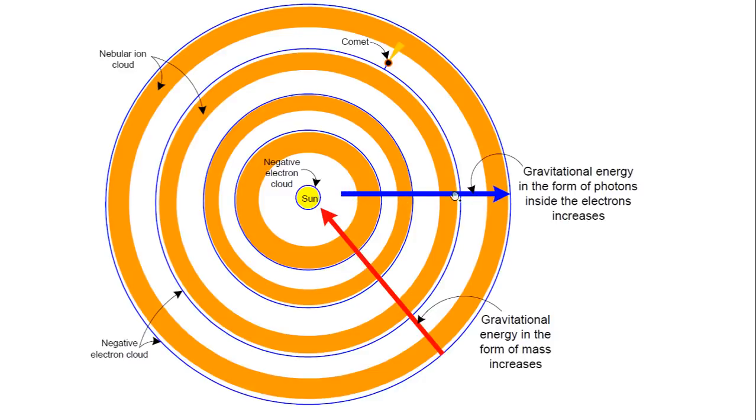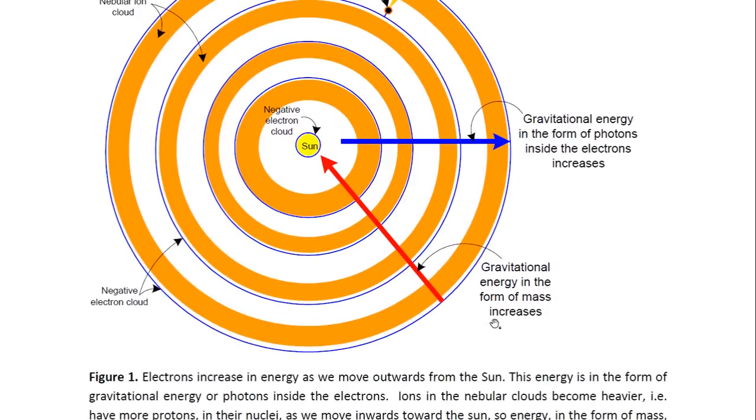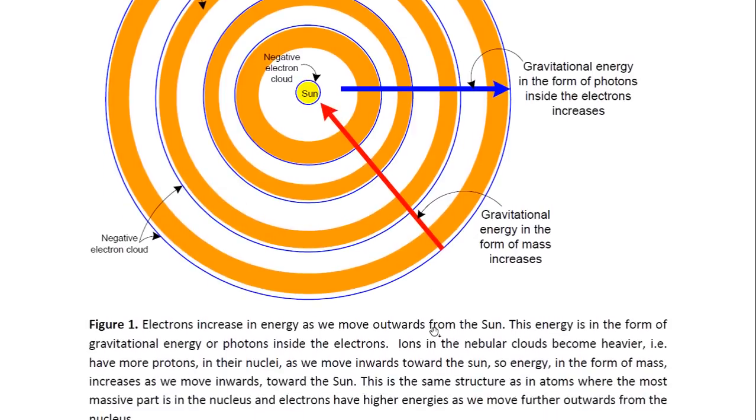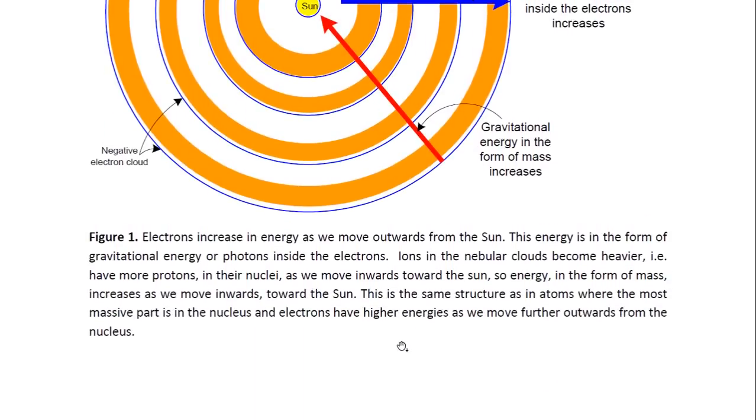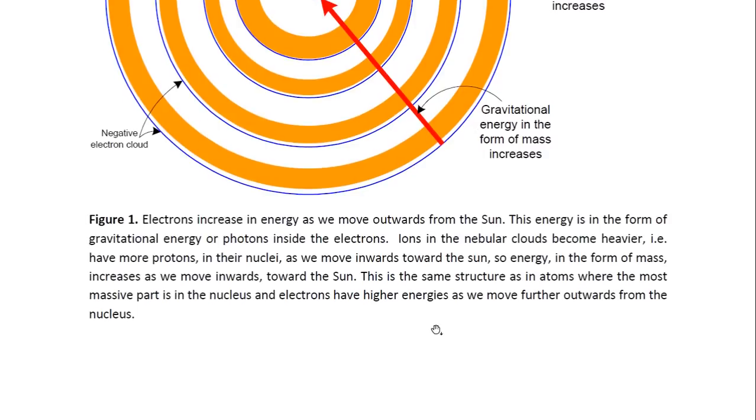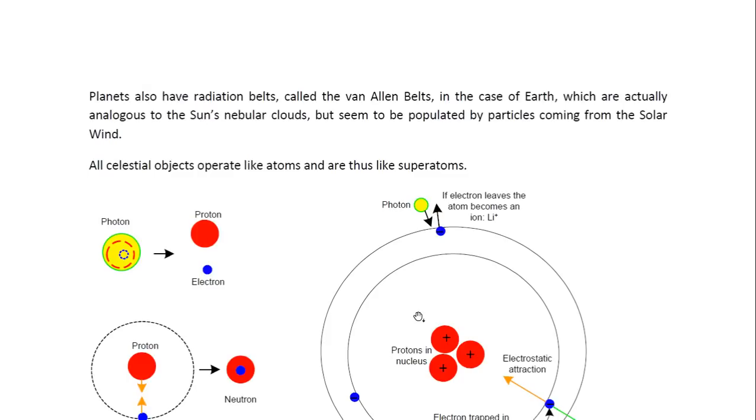Now, the gravitational energy of the electrons in the electron clouds increases as we move outwards away from the sun. And the gravitational energy in the form of mass of the ions in the nebula clouds increases as we move closer to the sun, so it increases inwards. The same structure that we see here is actually the same structure as in atoms, where the most massive part is in the nucleus, and electrons have higher energies as we move further outwards from the nucleus.